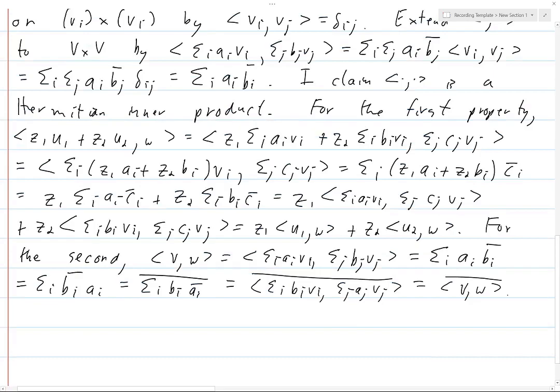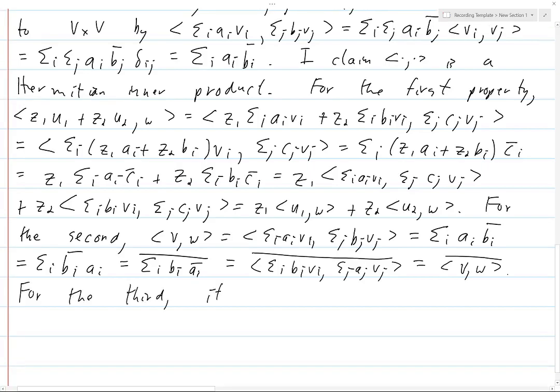Then for the third, if we know that some element, sum i, a_i v_i, is not equal to 0, then we know that a_k is not equal to 0 for some index k, which will be between 1 and n.